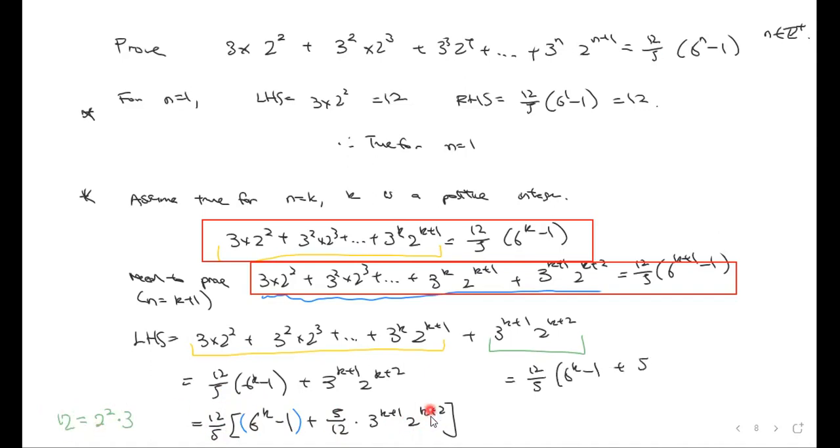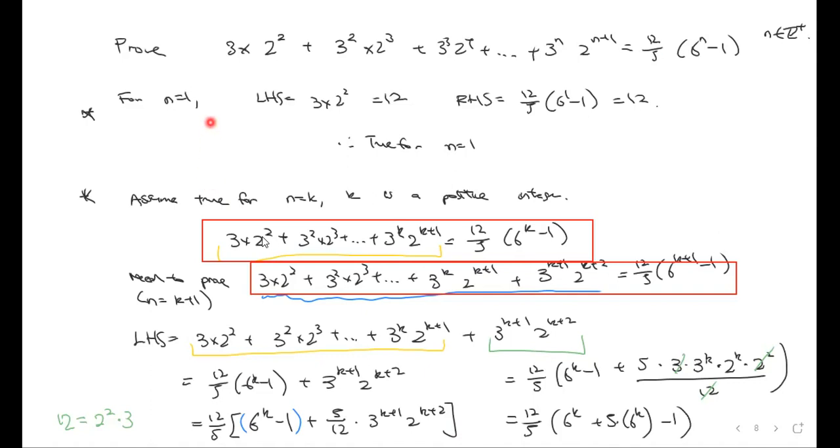Now, 2 squared cancels out with 2 squared here. So I've got 5 times 3 times 3 to the k times 2 to the k times 2 squared over 12. Of course, the 3 and 2 squared cancel out with the 12. So that means I now have plus 5 times 6 to the k. So that means I'm going to have 12 over 5 times 6 to the k plus 5 times 6 to the k, because 2 to the k times 3 to the k is 6 to the k, minus 1.